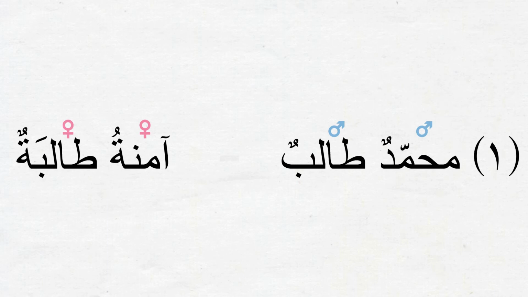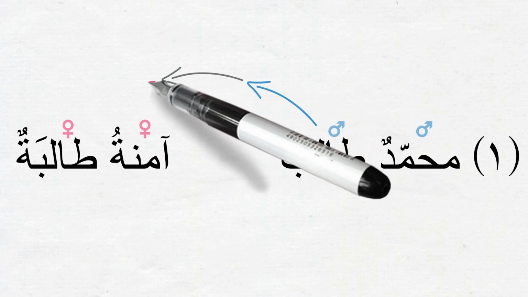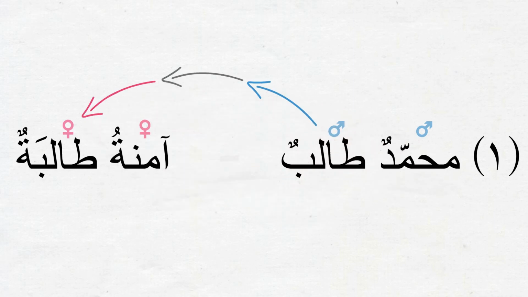In the remainder of this exercise, we are going to convert the mudhakkar khabar of the first sentence to the muannath form and use it as the khabar of the second sentence to match with its mubtada in gender.